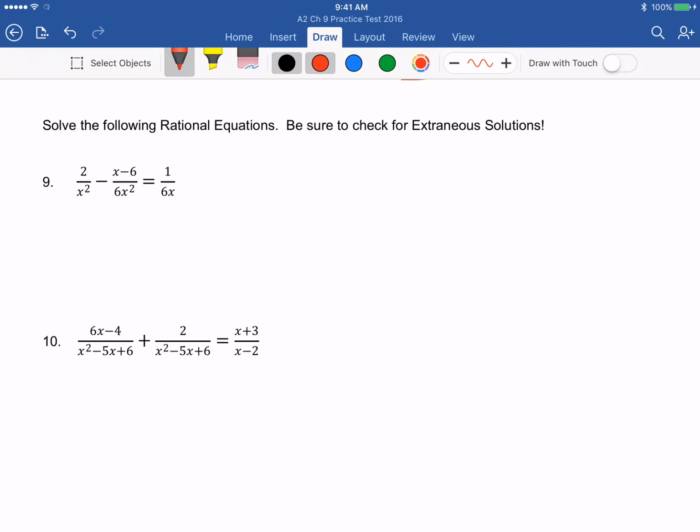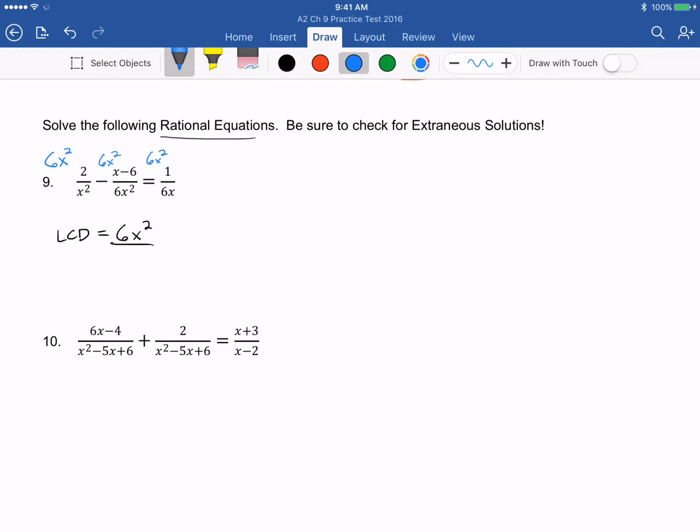All right, now for number 9, it asks me to solve these rational expressions. So I look here and I have to find out what my LCD is. So out of these guys, my LCD is going to be 6x squared. So I'm going to use that. I'm going to multiply that to everything. So I have 6x squared, I have 6x squared, and I have 6x squared.